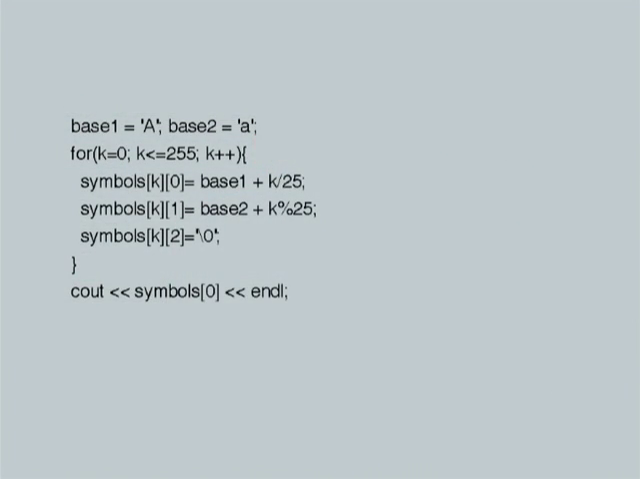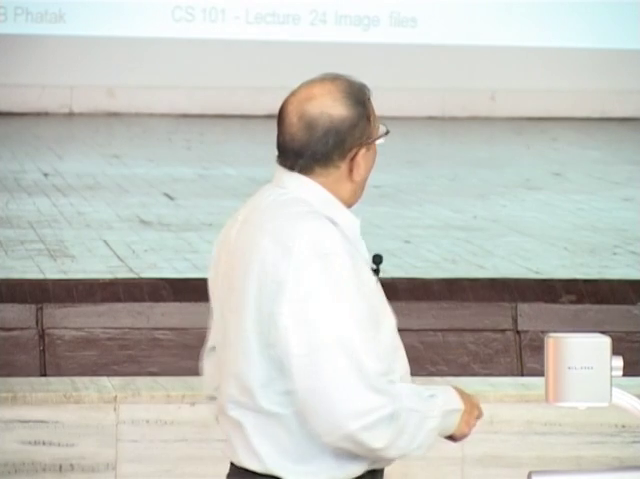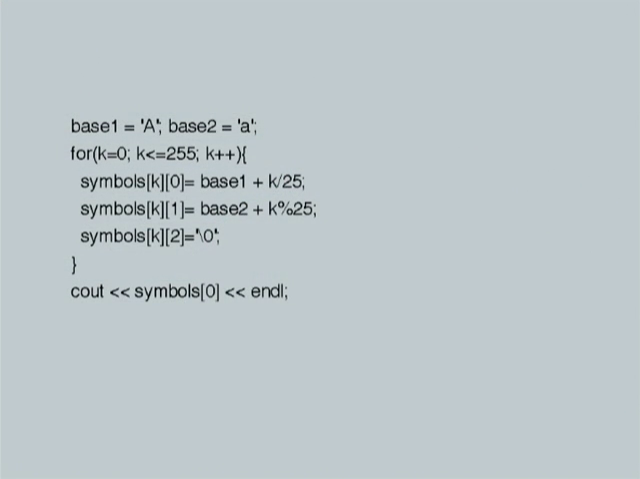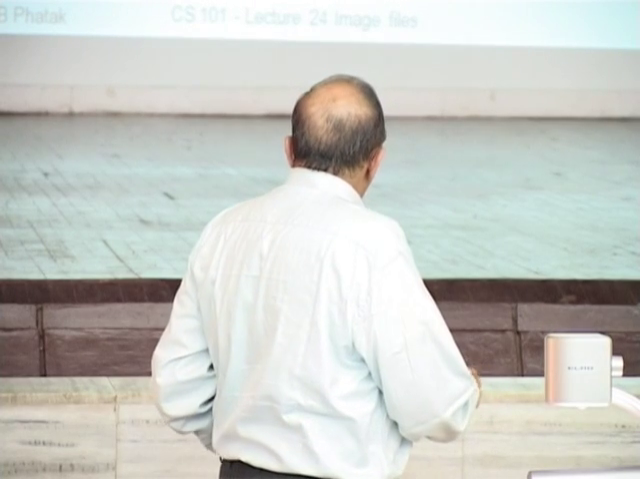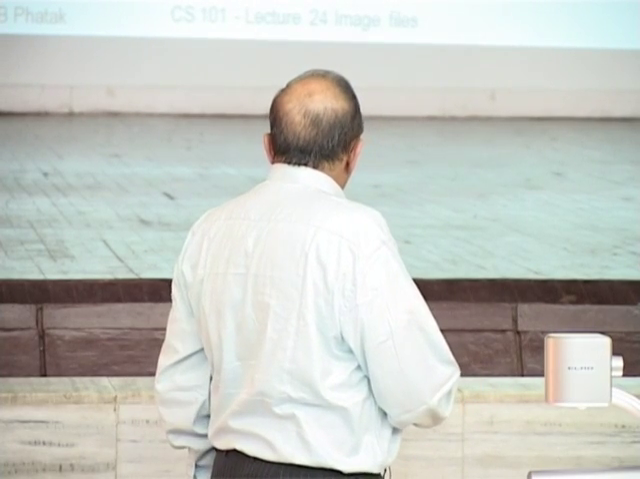Notice that for base 2, I am using K percent 25. This is modulo 25. So if the value is 25, the modulo will be 0. And again, it will go 0, 1, 2, 3, 4, 5, 6, 7, 8, up to 24. Then again 0, 1, 2, 3, 4, 5, 6, 7, 8, up to 24. That is how the second character of a symbol will vary from small a to small b, small c, small d, etc. In a simple arithmetic operation, I am able to create keys of this kind.